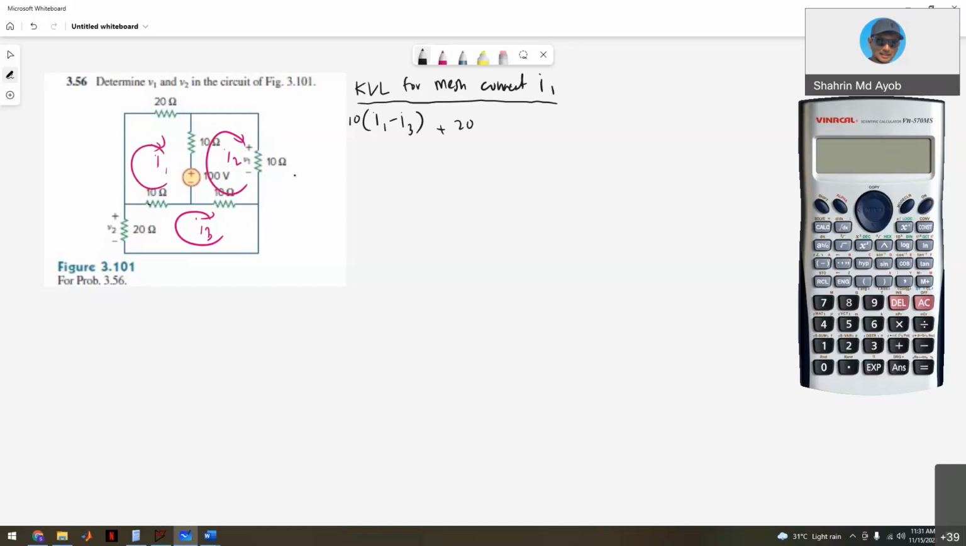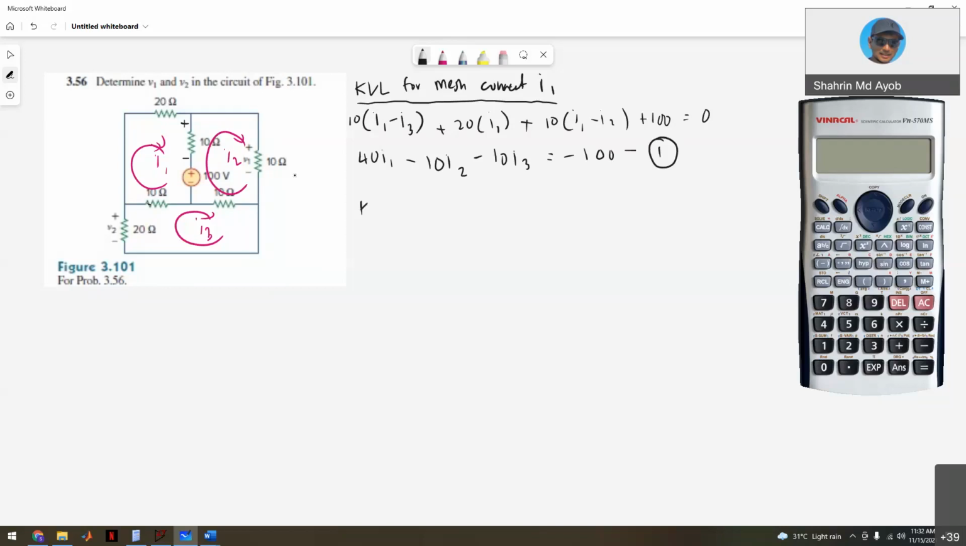Okay, and then 20 I1 plus 10. So the current is entering this terminal also, meaning that I1 is bigger than I2. And then plus 100 equals 0. So this one, okay, can we double check? This one will become 40 I1. This one is negative 10 I2, and this one negative 10 I3. So this one will become negative 100.